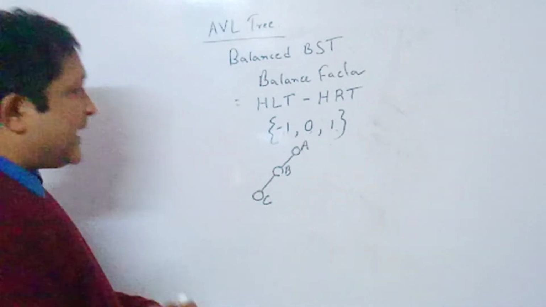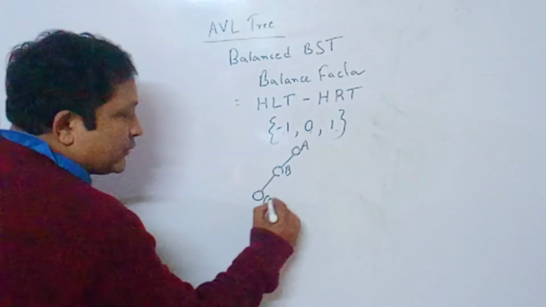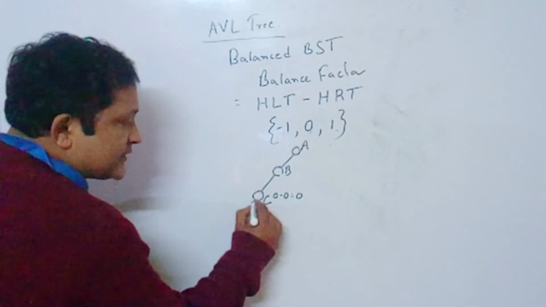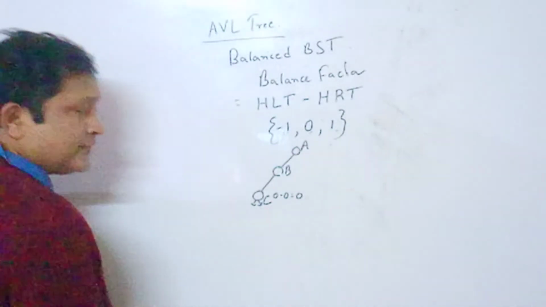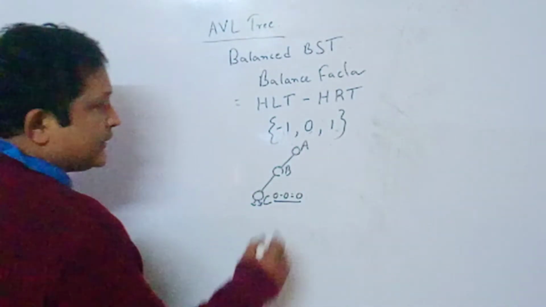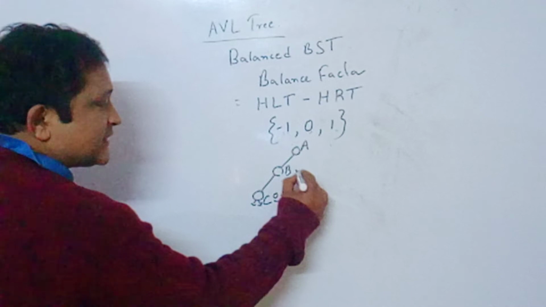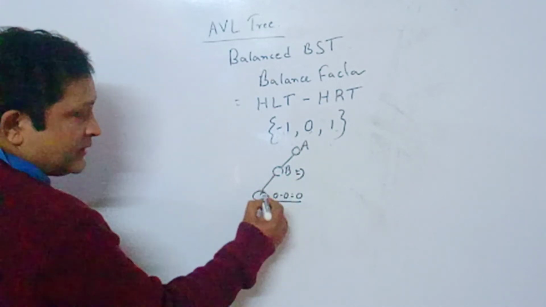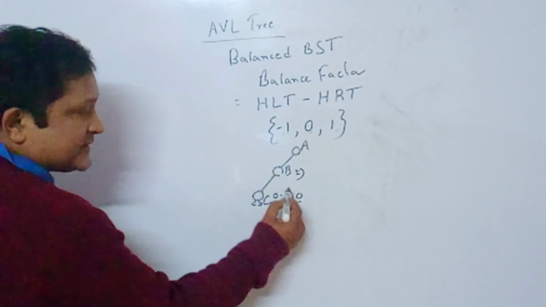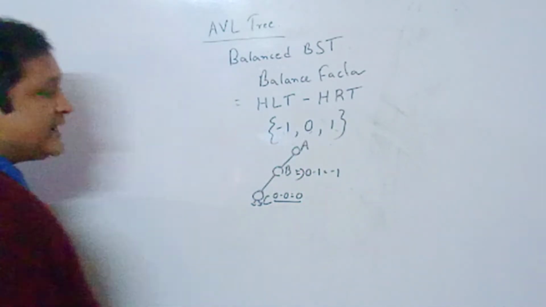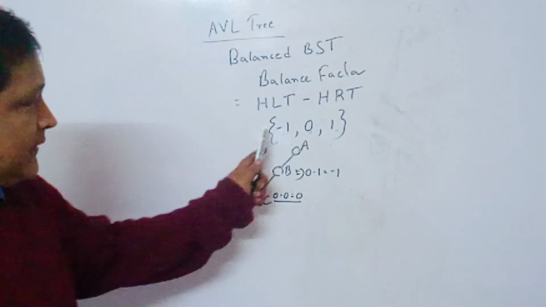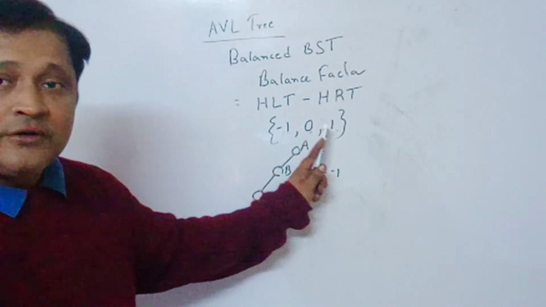We have the balance factor of B. For C, it is okay: 0 minus 0 is 0, because the height of the left subtree is 0 and the height of the right subtree is also 0. For B, the height of the left subtree is 1 and the height of the right subtree is 0, so 0 minus 1 equals minus 1. So the balance factor is minus 1, which is also okay, because the balance factor should be either minus 1, 0, or plus 1.